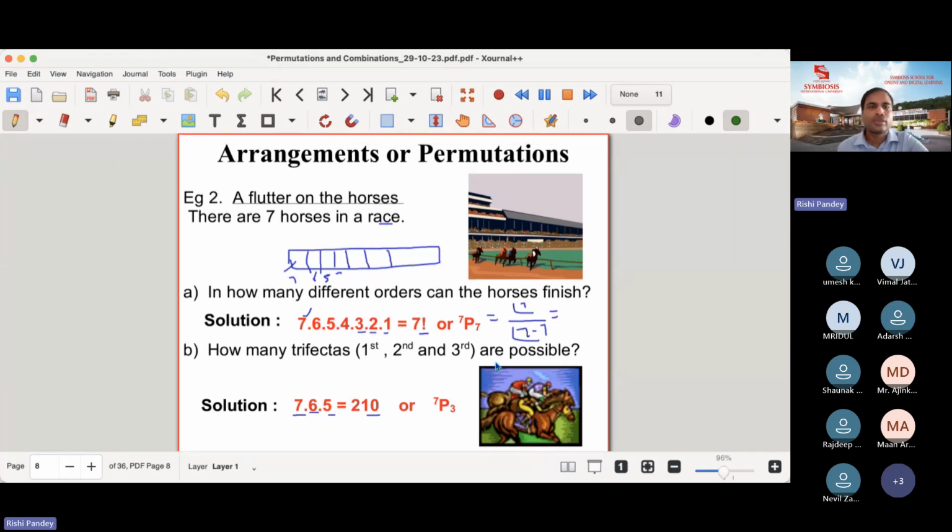Another example: there are 7 horses in a race. In how many different orders can the horses finish? There are 7 positions because 7 horses are there. Any of the 7 can take the first position. Then for the second position, any of 6 can take it because the first is already occupied. Then 5, 4, 3, 2, 1. So we will write here factorial 7. Is it right?